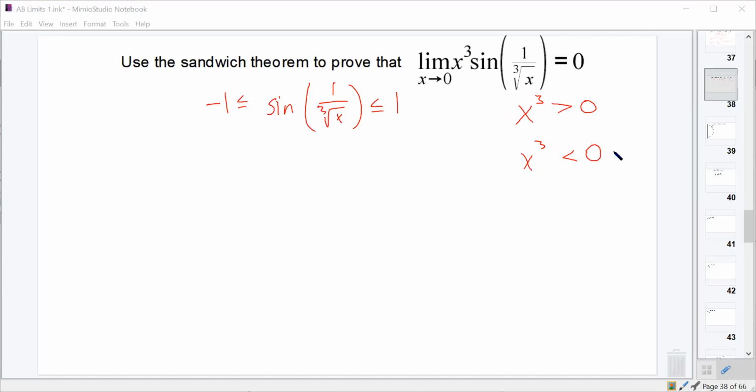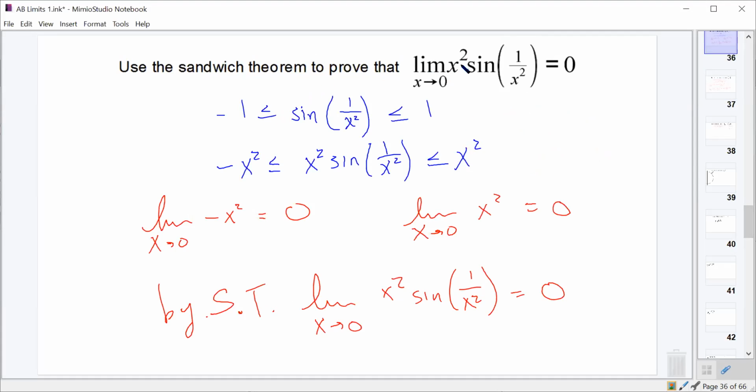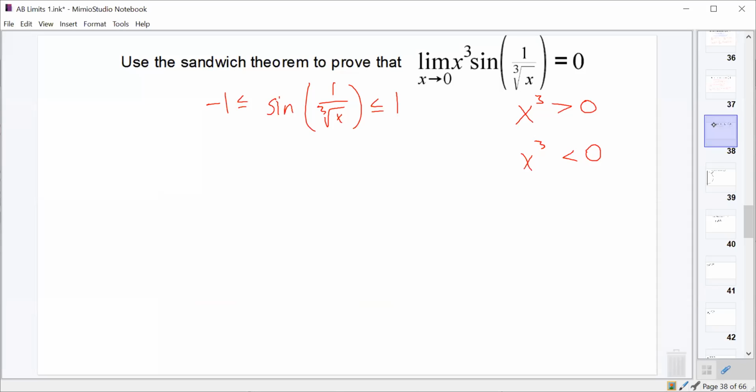Yeah. X squared and x to the 4th from the last 2 problems, that's never negative, right? Not a problem. But x cubed is. And when you multiply an inequality by something that is negative, what has to happen? You flip the inequality signs, right? So we have to separate this out. One case will be when x is greater than 0, because that makes x cubed positive. And the other case will be when x is less than 0, because that will make x cubed negative.